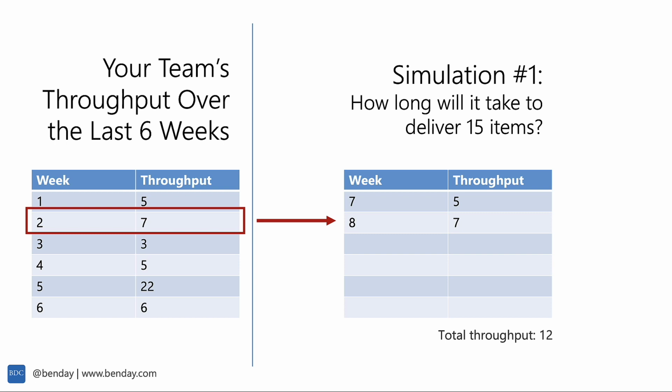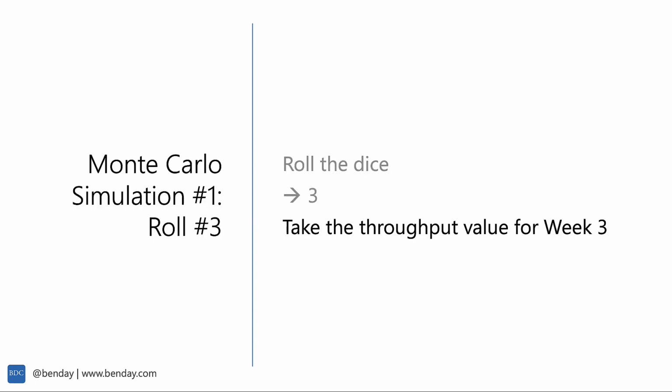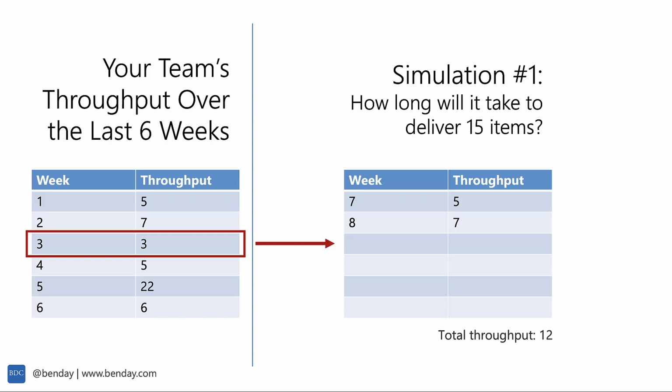So we roll a third time. Roll number 3, roll the dice, we get a 3. We take the throughput value for 3. Throughput value for week 3 was 3, put that into simulation 1, and that becomes week 9 as 3. Total throughput becomes 15, and hey, 15 is equal to 15. We wanted to forecast how long does it take to deliver 15 items, and in this simulation, it took us 3 weeks to get that done. Next, do this 999 more times.